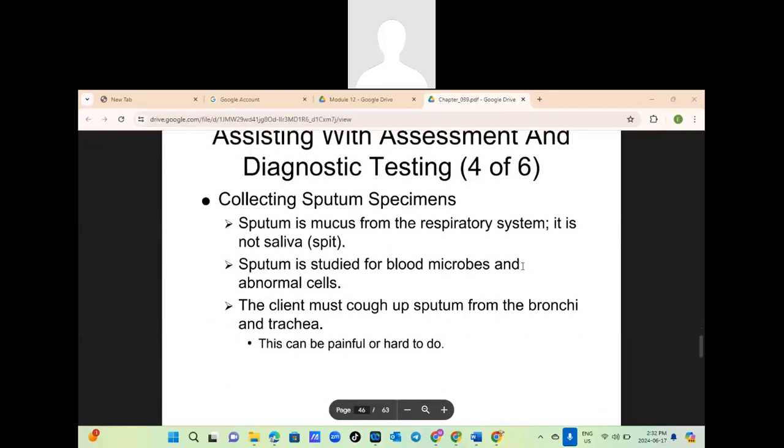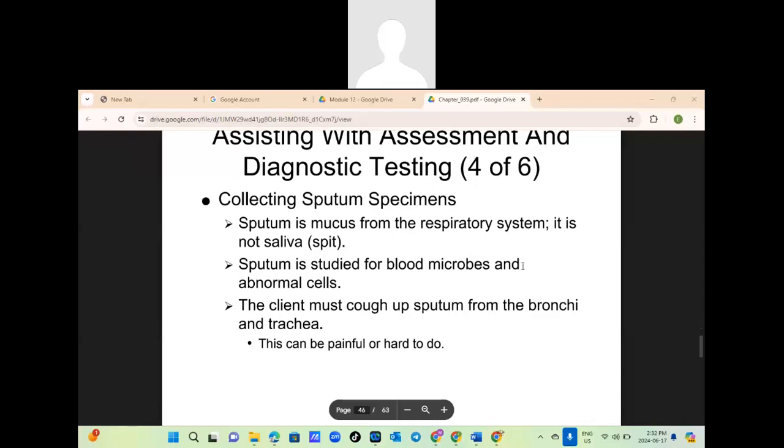So, collecting sputum specimens. Sputum is mucus from the respiratory system. It is not saliva. Saliva is from your mouth, sputum is from your airways. So you try to expectorate, to cough it out. Saliva is just when you spit. That is saliva.